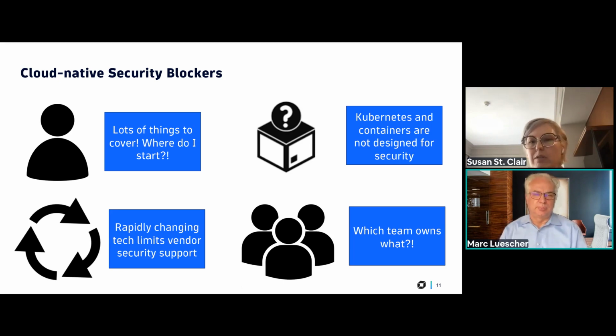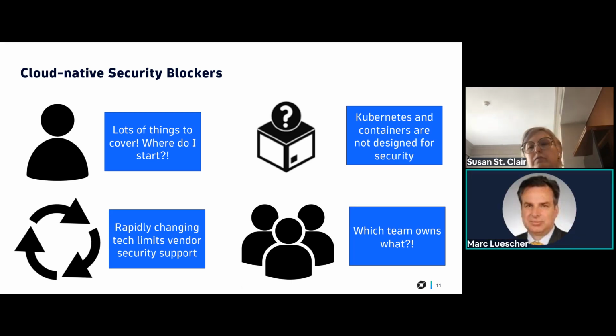So again, Mark, I don't know if there's something that you hear from your customers around some of these blockers in your discussions. Yeah. So the way I would approach it is we need to start thinking about integrating security into the deployment processes directly.